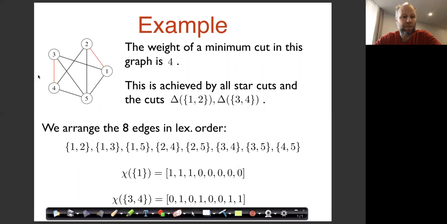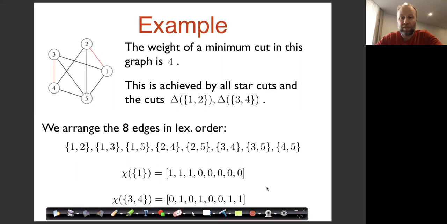If I take the cut with shore {3, 4}, then the edges participating in that cut are (1,3), (3,5), and also (2,4) and (4,5). So those are the second edge in my order, and the second to last edge, and (2,4), that's the fourth edge, and (4,5), the last one. So we basically put ones in those positions, the second, fourth, second to last, and last, and that's our cut vector corresponding to the shore {3, 4}.